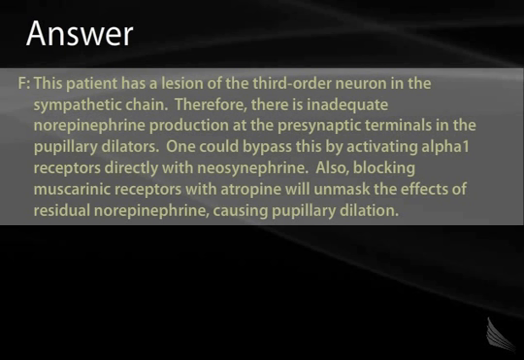And one thing we've not yet talked about, but you should always keep in the back of your mind, is that parasympathetic innervation to the pupils is just as important as sympathetic innervation. And so if one were to come along and block the parasympathetic innervation to the eye with something like atropine, one would see pupillary dilation. So this patient, because he had a lesion in his third order neuron, because he had a bullet that went through his carotid, this is the pattern that one would observe. Pupillary dilation only to neosynephrine or to atropine.